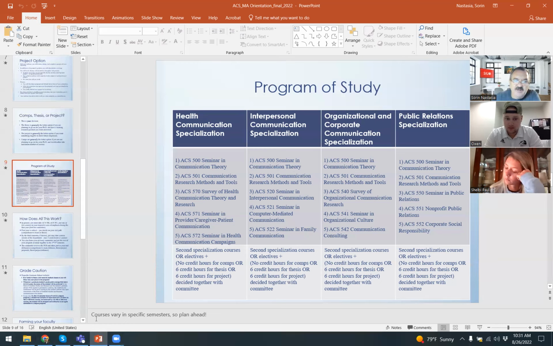As it's mentioned here at the bottom of the slide, courses vary in specific semesters, so plan ahead. You don't have to take them in order. Let's say in public relations, if you think, this fall it's 550, then let me take 551 in the spring, only if it is offered. 552, if it's offered, could be in the summer, the fall, or the spring. Just make sure that by the time you graduate, you have had all those courses, so you have that specialization under your belt.